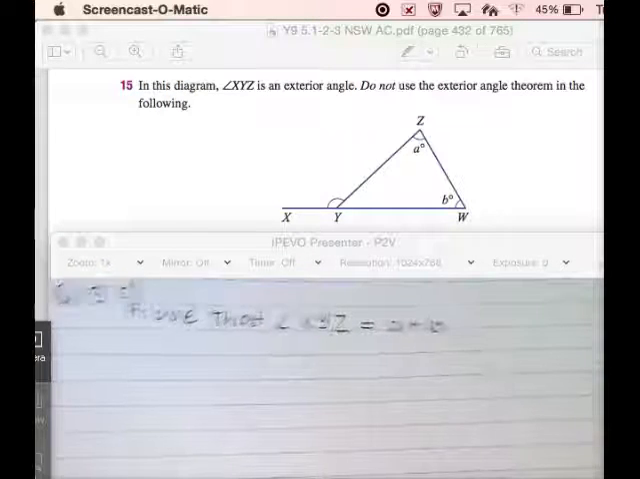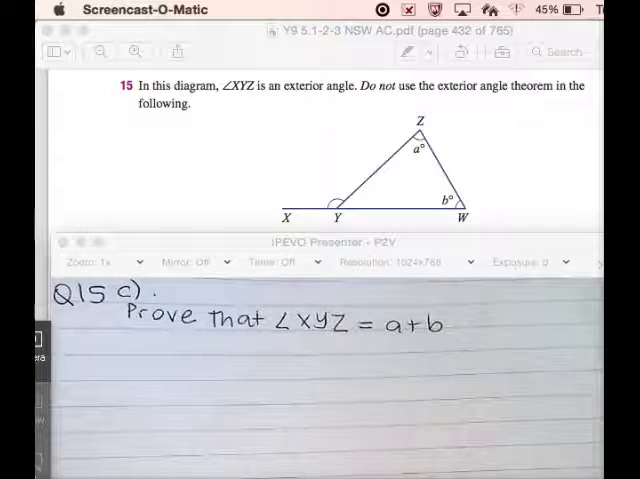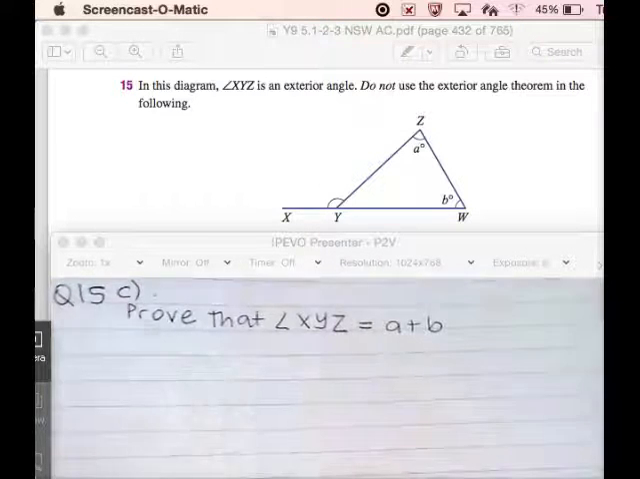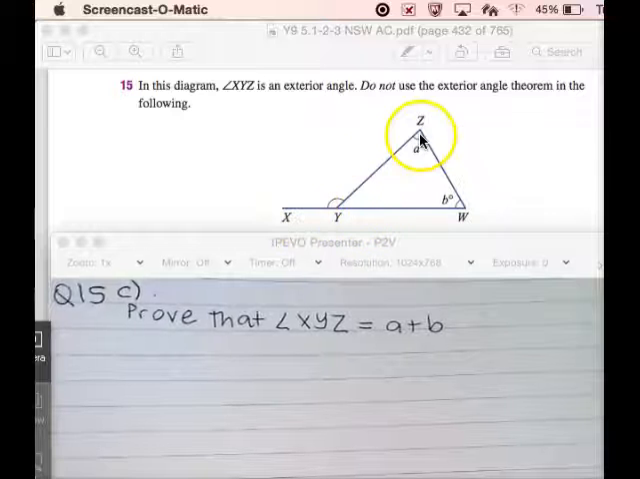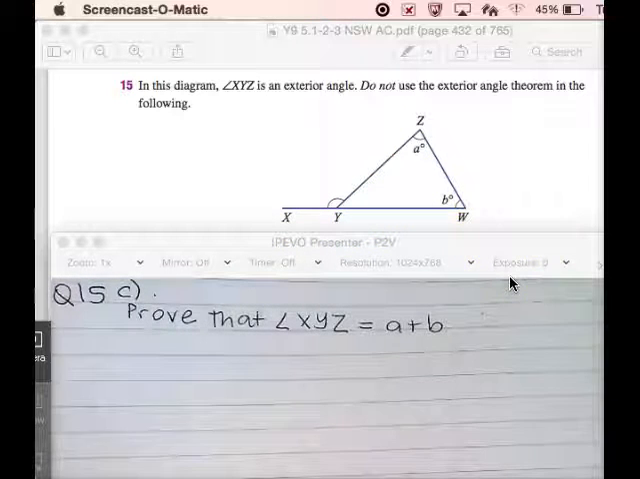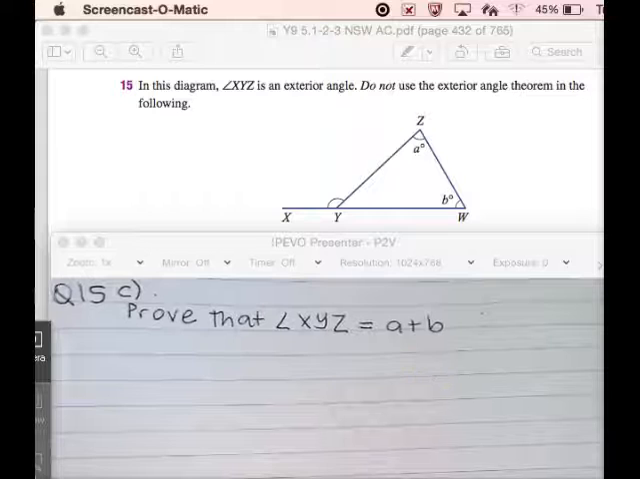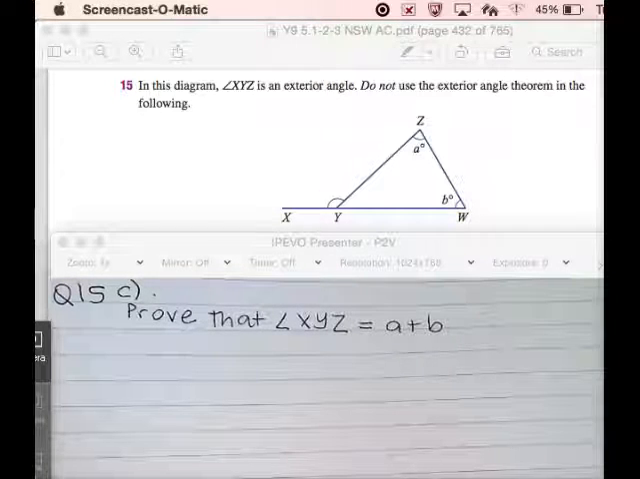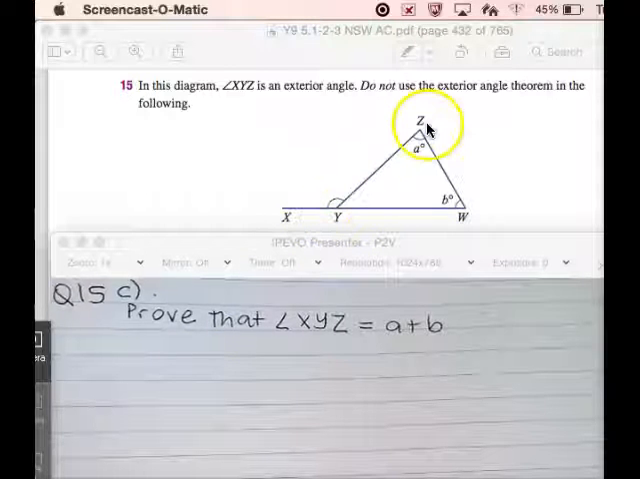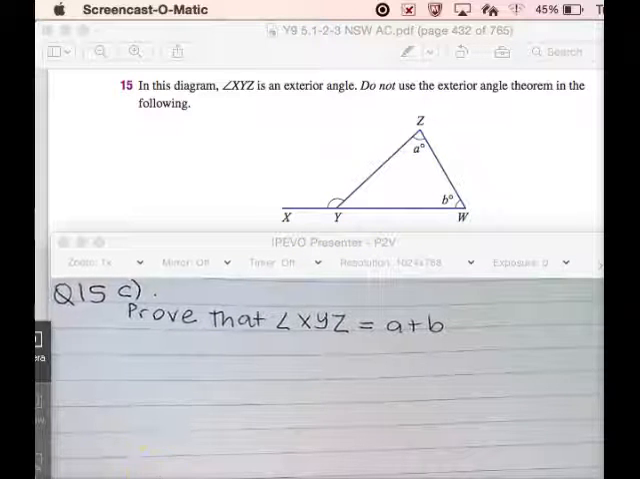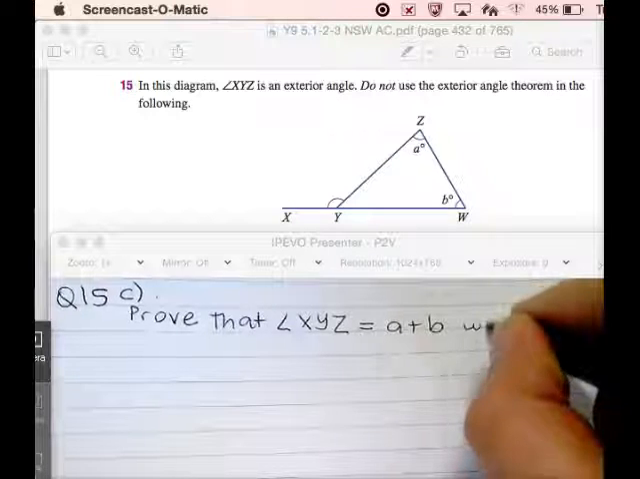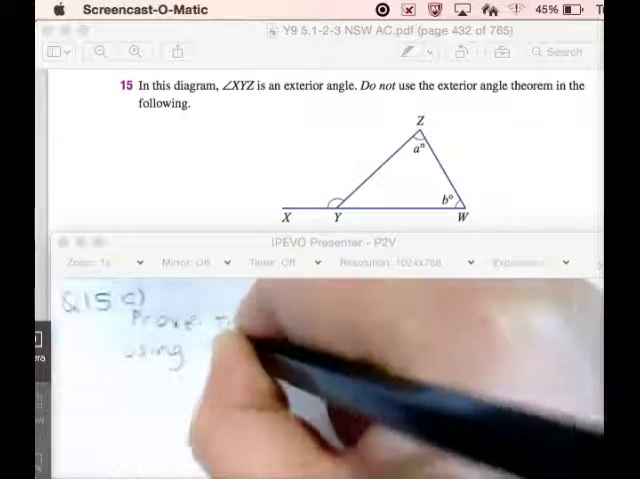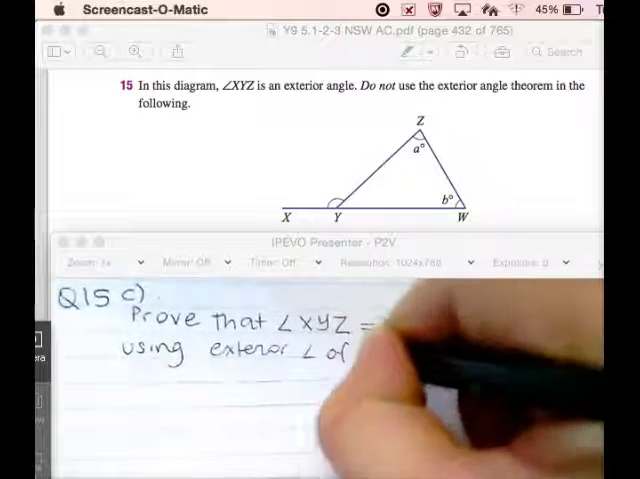Looking at question 15, I'm not doing all of this question, I'm only doing part C, 15 part C, to prove that angle XYZ equals A plus B, but you're not allowed to use the exterior angle of a triangle theorem. Because the question tells you not to use it. So prove that angle XYZ equals A plus B without using the exterior angle of triangle theorem.